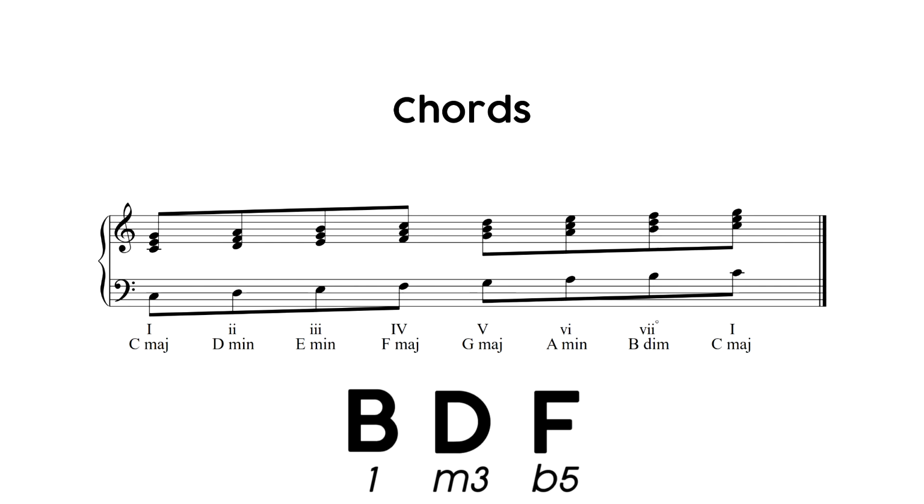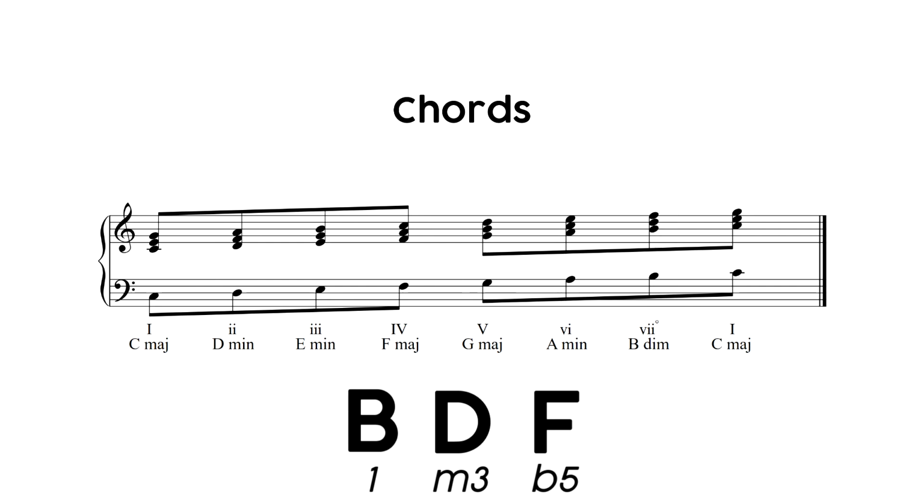And in a diminished chord such as B diminished, there will be 3 semitones between the first and the third, which is a minor third interval. And then between the first and the fifth there will be 6 semitones, which is a diminished or flattened fifth interval. So a diminished chord is the root with a minor third and a diminished fifth on top of it.